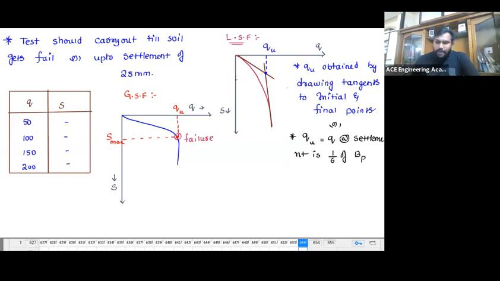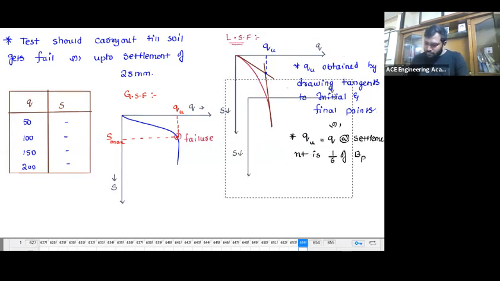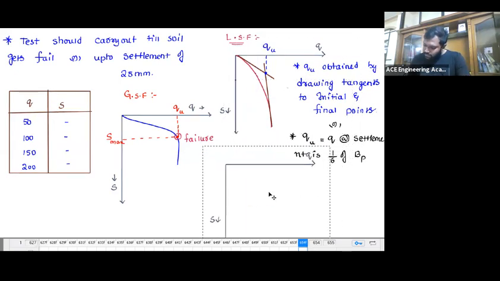And in the case of LSF, there is one more way also. What I do is, in the case of LSF, there is one more way.